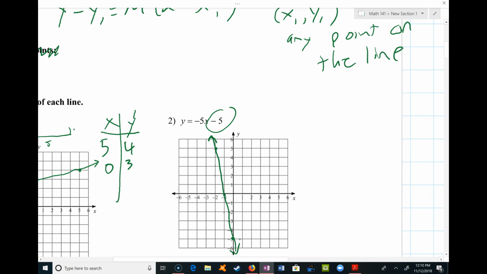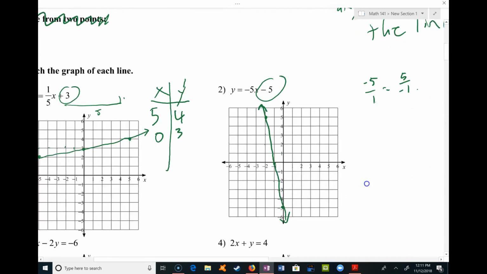Okay, because again, why can I go to the left? Because -5 over 1 is the same thing as 5 over -1. Right, so this would mean going to the right 1 and down 5. This would mean going to the left 1 and up 5.